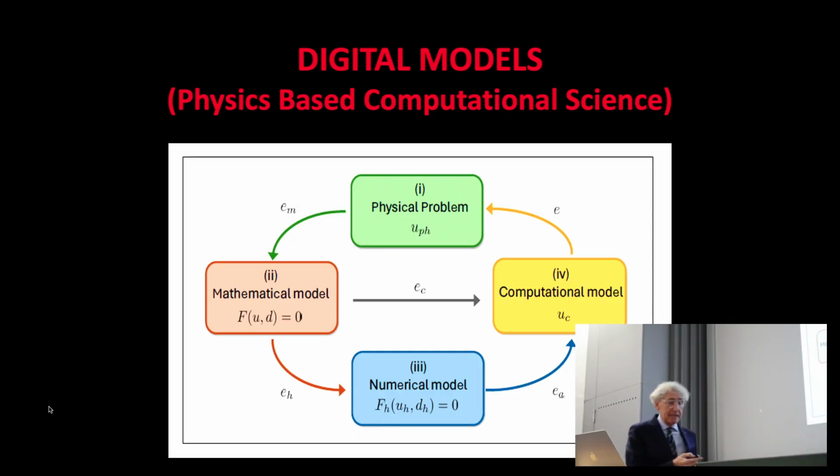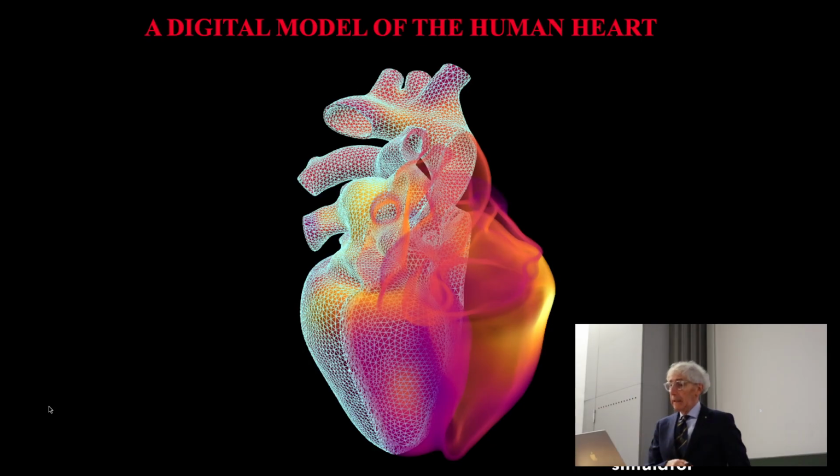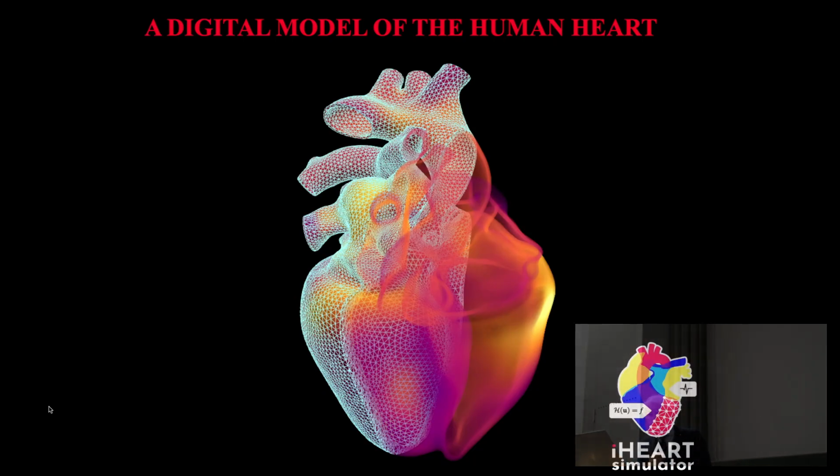So mathematicians should be good enough to be able to control all these errors and to keep them under control in order to deliver in the end a solution which is trustable. And I want to show you one example, which is a very complex example. And this example is a digital model for the heart.